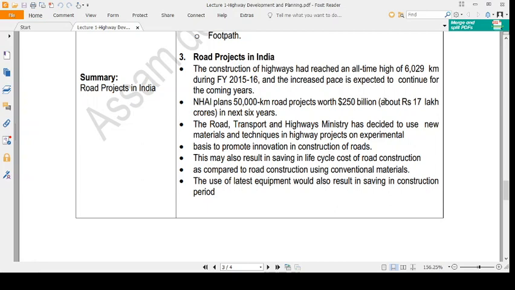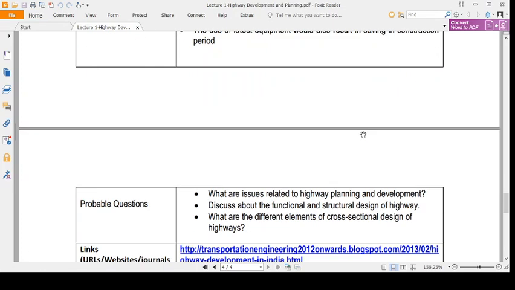The government is encouraging researchers to research new materials which can be used as road construction material, so that the life of the constructed road is longer. Because it has been seen that a newly constructed road is in a very deplorable condition after 4 to 5 years, and then the government again has to construct that road. In that way, it is a huge loss for the government because the maintenance cost is very high. So if the material used in road construction is of high quality, the maintenance cost would be low. Then the use of latest equipment also results in saving in construction period. So these are the different road projects and how this is going in India.